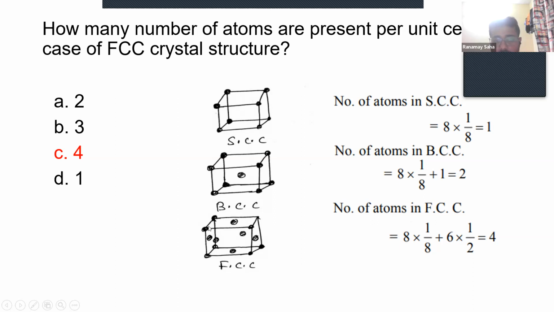In an FCC crystal, every corner atom is shared by 8 particular crystals, so every crystal gets 1/8 of that part. So you have here 8 multiplied by 1/8, and then we have one atom at every face. There are 6 faces, and so 6 atoms, which are again shared by 2 crystals sitting side by side. So overall, we have 4 atoms in an FCC crystal.